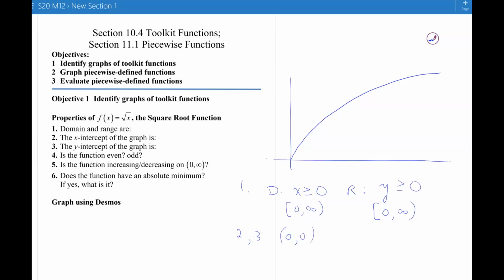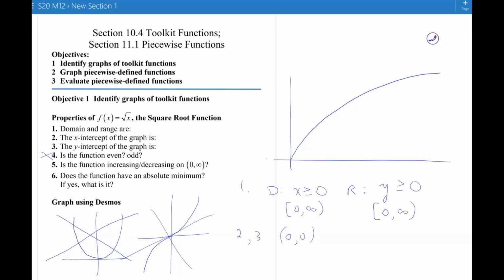Then is the function even or odd? If a graph can be folded across the y-axis and match up, then it's even. So we don't have that. And if it can be reproduced by rotating it around the origin, it's odd, and we don't have that. So it's neither even nor odd. And then is the function increasing or decreasing? We can see that it's always increasing.